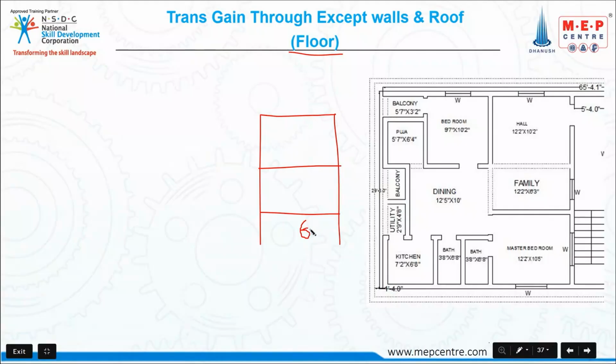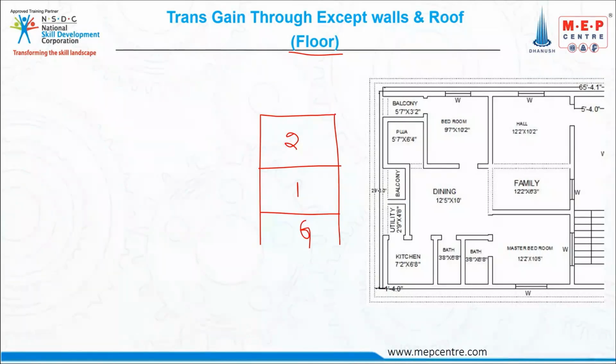So this is ground floor, this is first floor, and this is second floor. Sir, just to reiterate, wherever it is exposed, the U factor is called the inverse of resistance, and wherever natural sunlight is not there, it is called trans gain. No, you are confusing yourself.